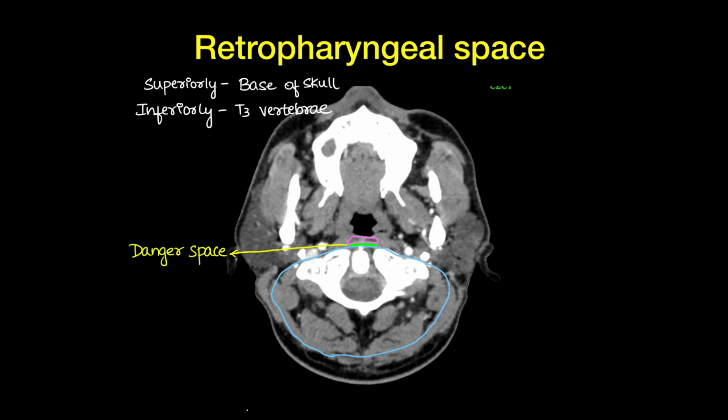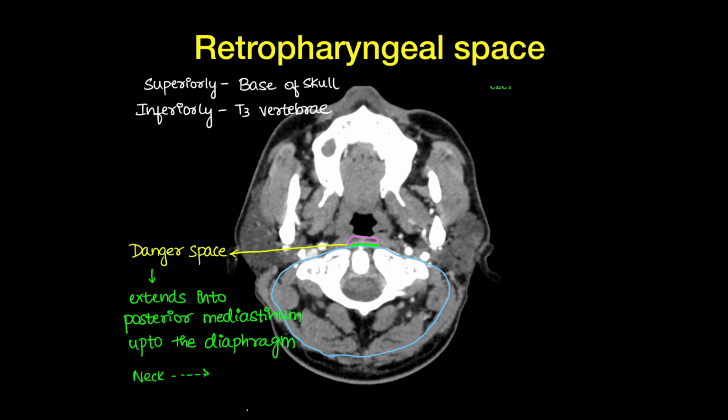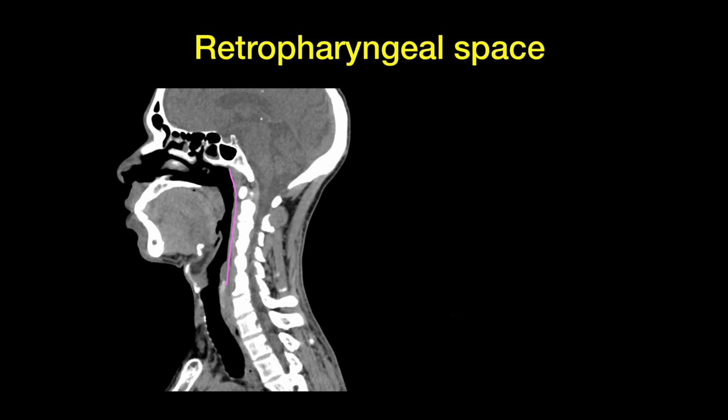And just between the retropharyngeal and the perivertebral space, this tiny space is called the danger space. This danger space extends into the posterior mediastinum right up to the diaphragm, and that's why infections can spread from the neck to the diaphragm if it is in the danger space. It is different from the retropharyngeal space. Let's see in sagittal CT sections. So now what I'm drawing in pink is the retropharyngeal space. It's just behind the pharyngeal mucosa or pharyngeal airway, and extends up to the T3 vertebral body.